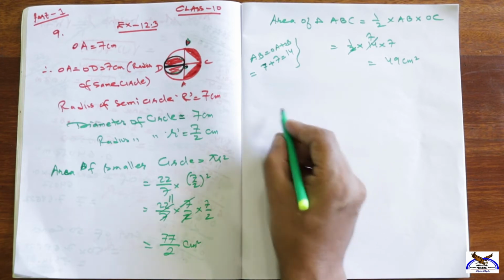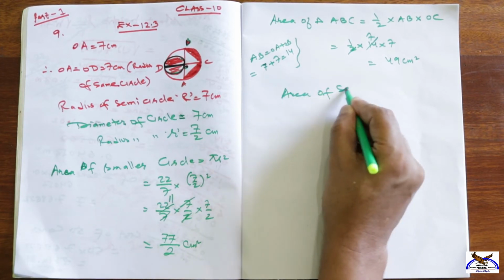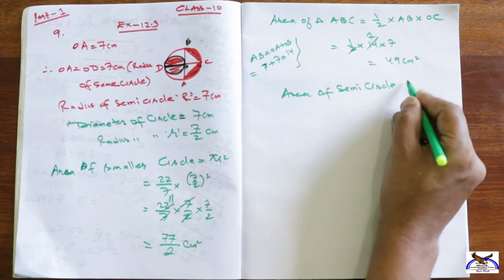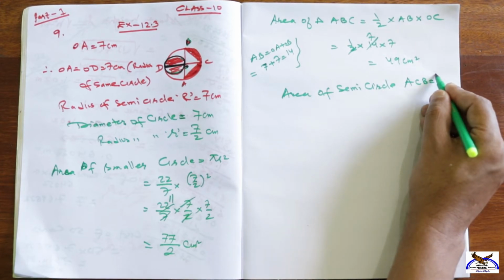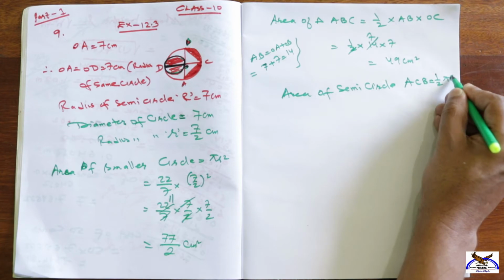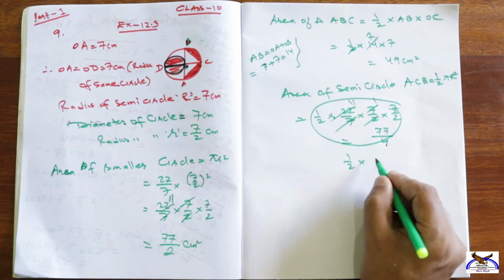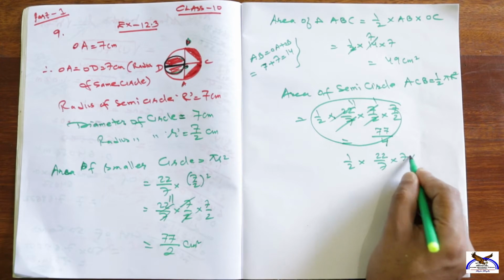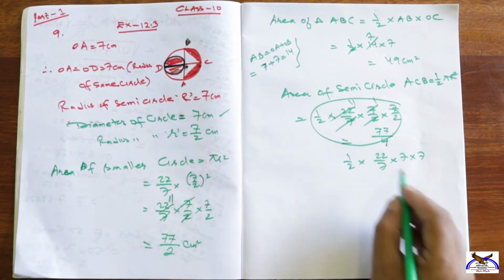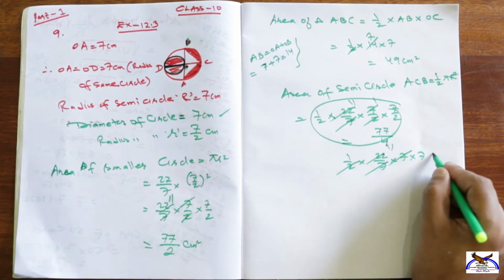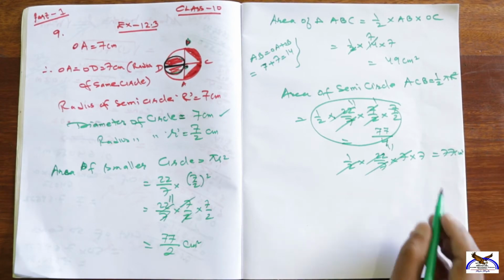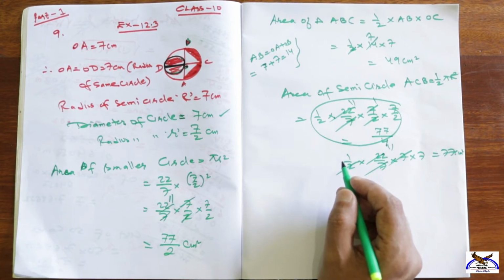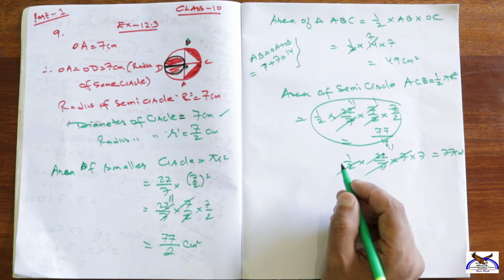Now we'll find the area of the semicircle. Area of semicircle ACB is half pi r square, half into 22 by 7, and the radius of the semicircle is 7. So 11 into 7 is 77 centimeter square. Now we are going to find the area of the shaded region. The area of the shaded region will be the area of the semicircle minus the area of the triangle plus the area of the smaller circle.